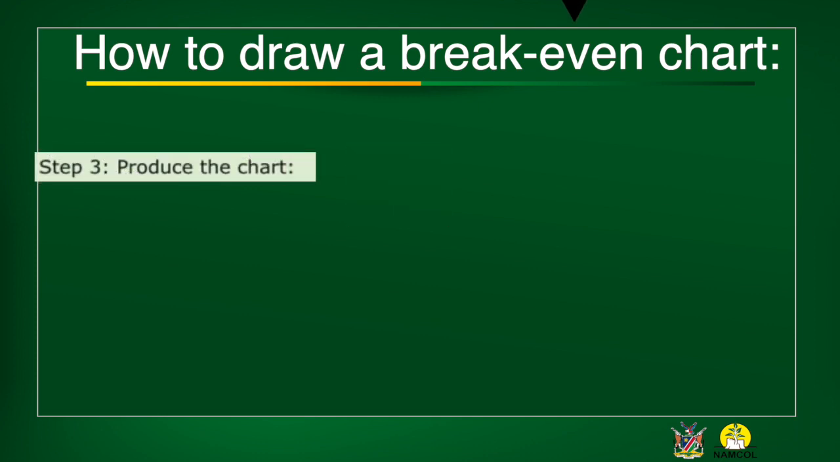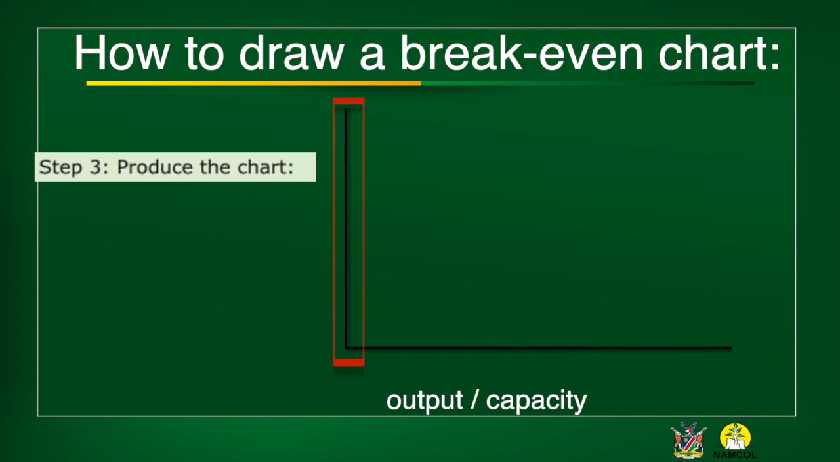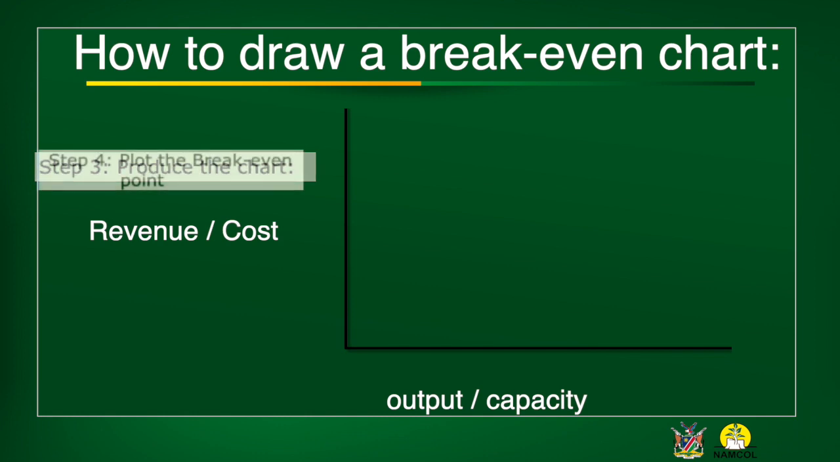Step 3. Now that you have the break-even point, you can produce a chart with its 2 axes. Draw a horizontal line that will serve as your x-axis and a vertical line that will serve as your y-axis. The horizontal x-axis will show your unit of output or capacity, while the vertical y-axis will show your revenue or cost. Step 4. Plot the break-even point on the graph, like this.